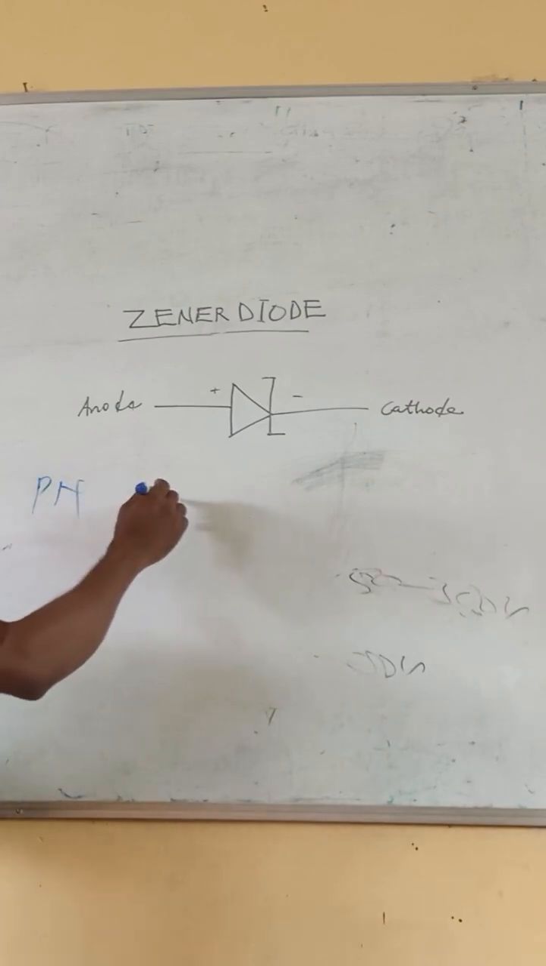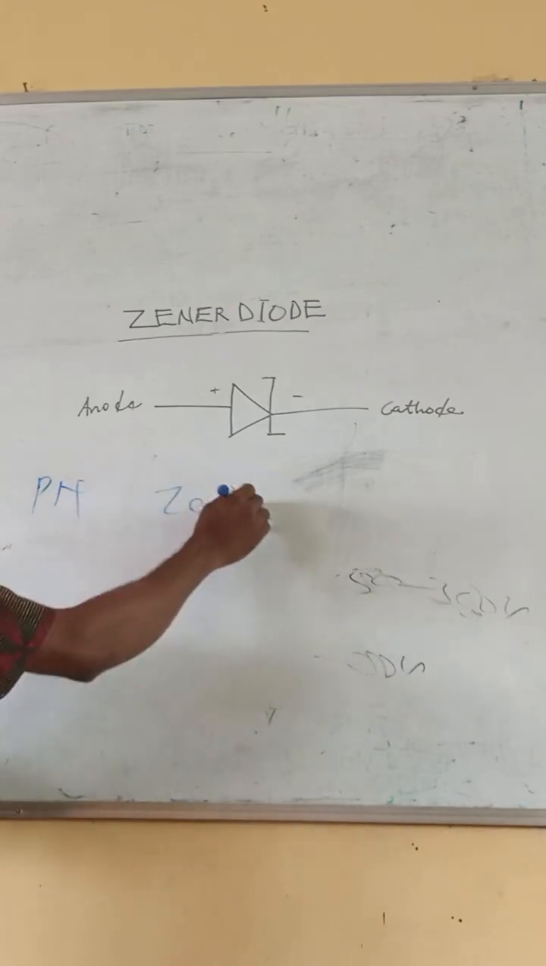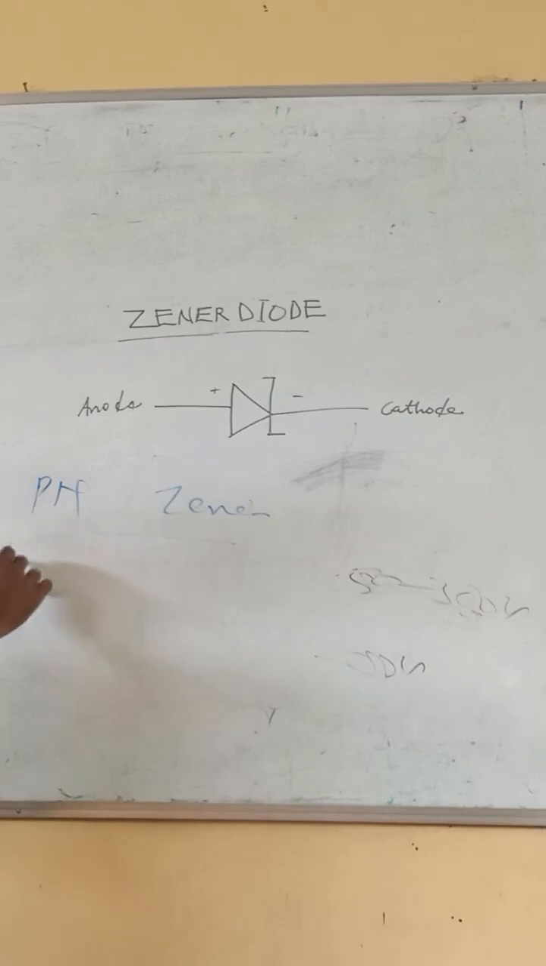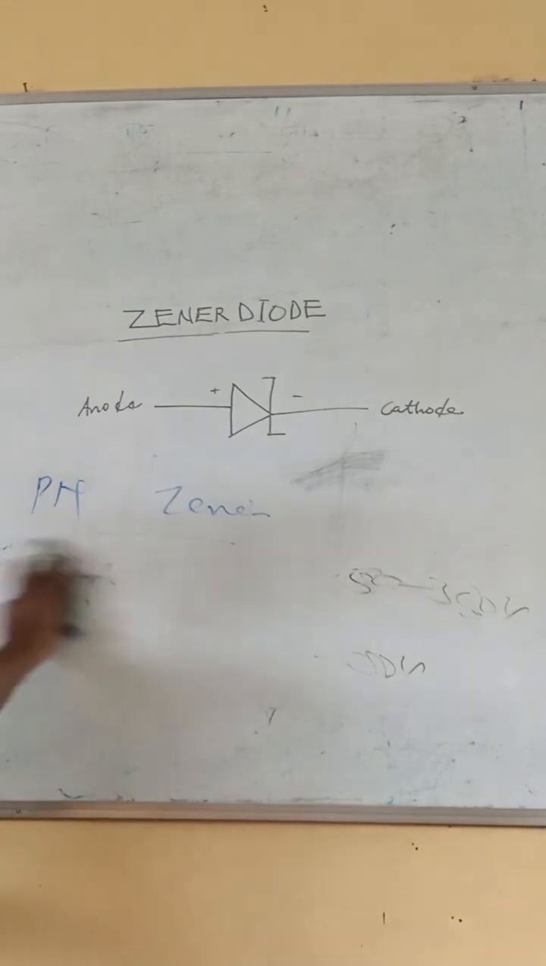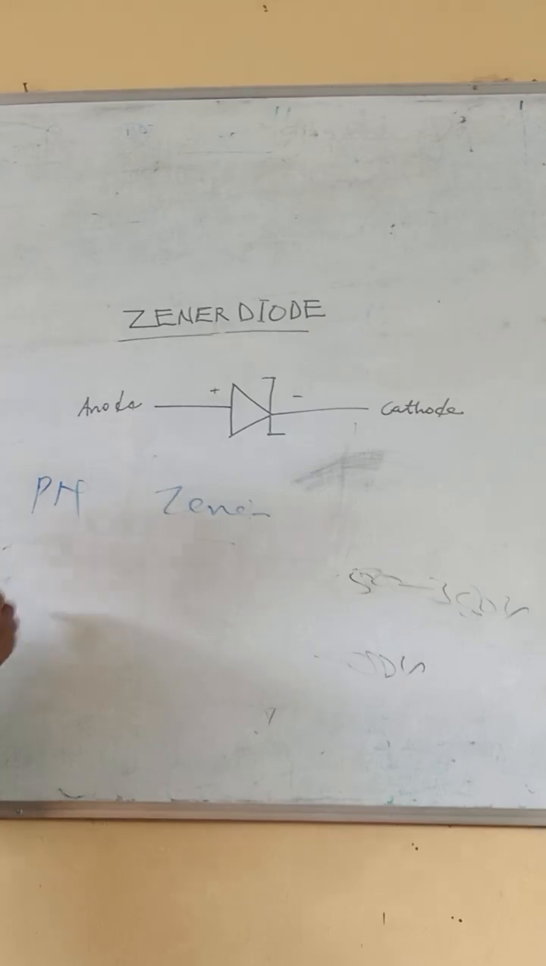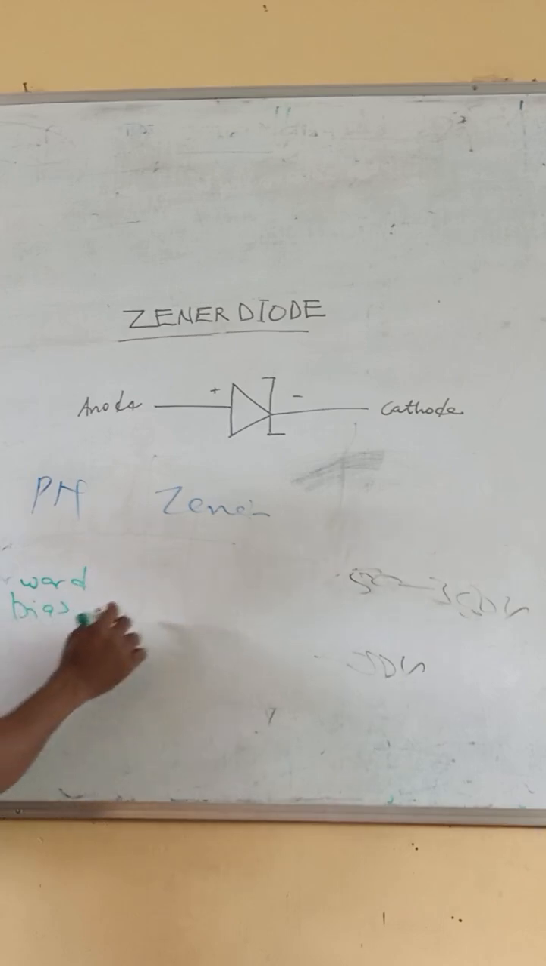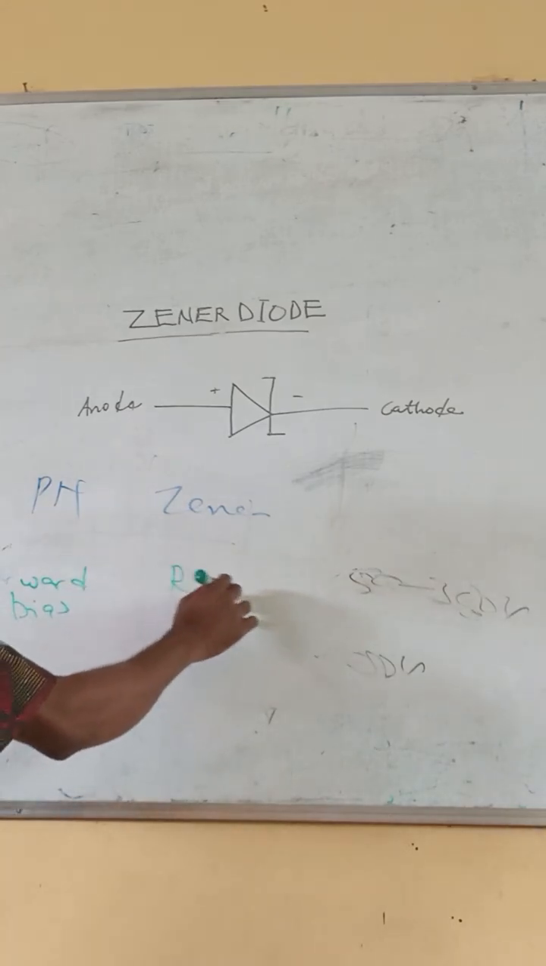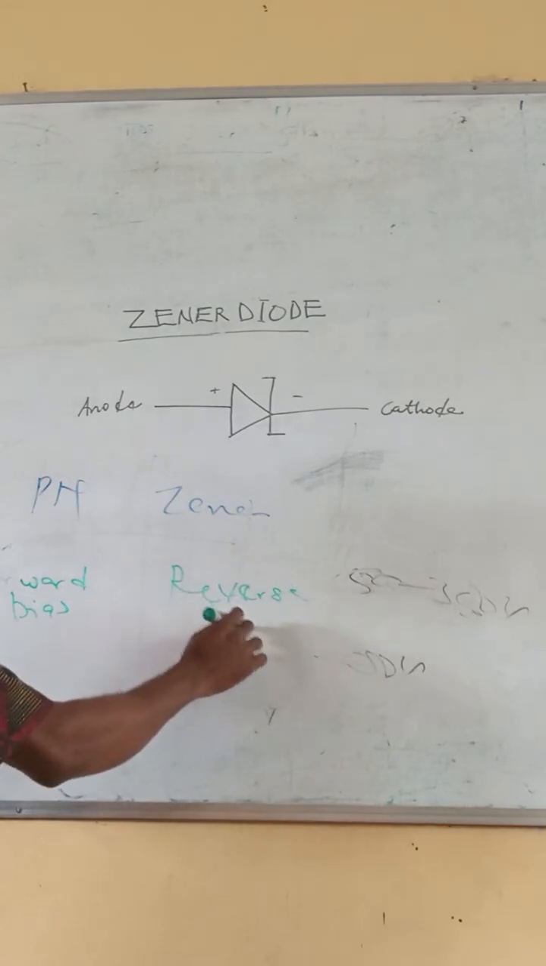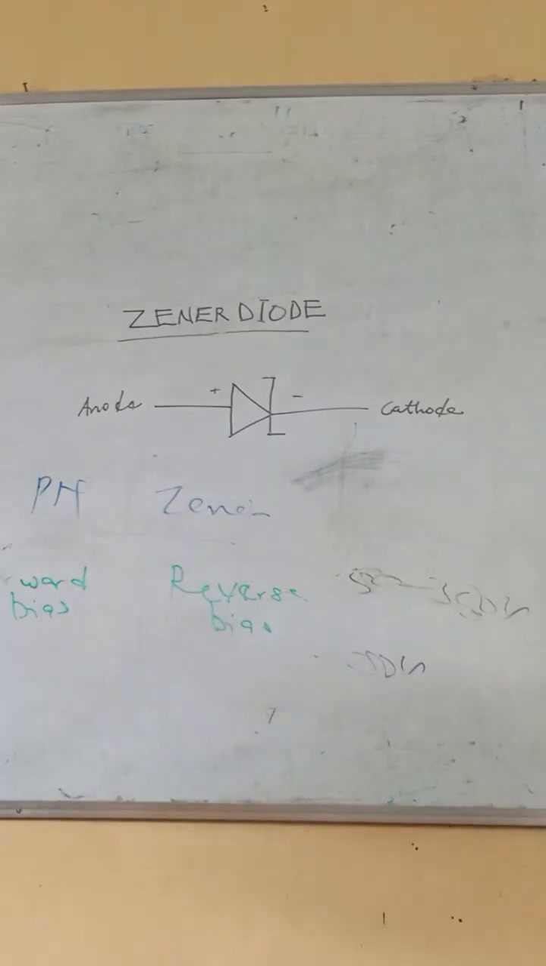PN and Zener, they are different. PN diode operates in forward bias. Zener operates in reverse bias. That's why in most of the circuits where you find a Zener, they connect it in reverse bias, because they expect it to operate in reverse bias condition.